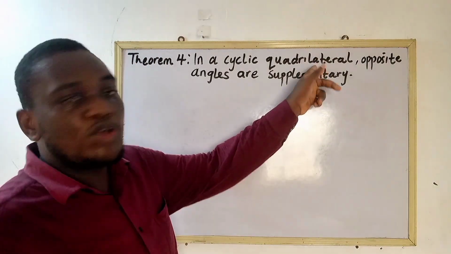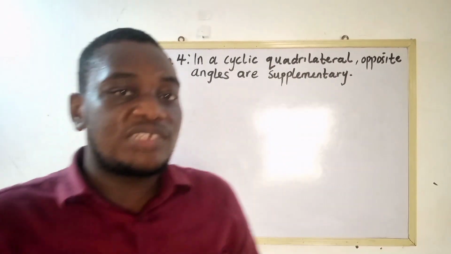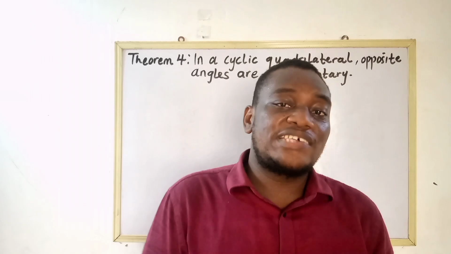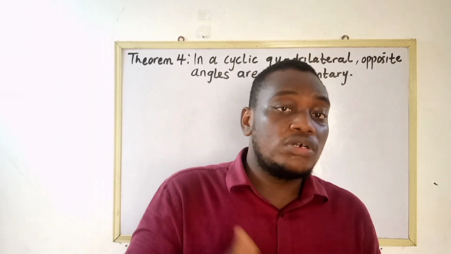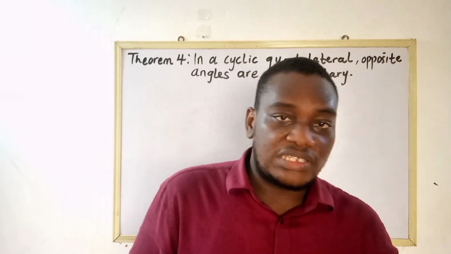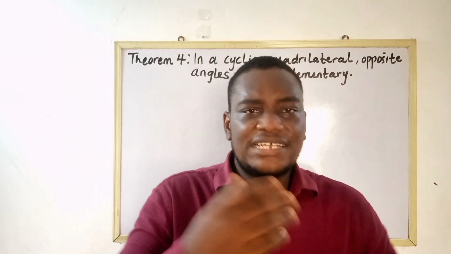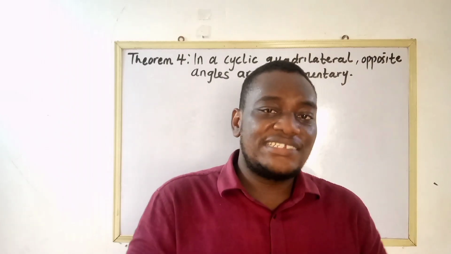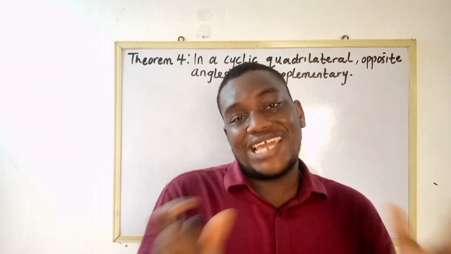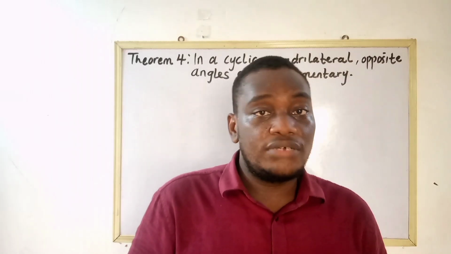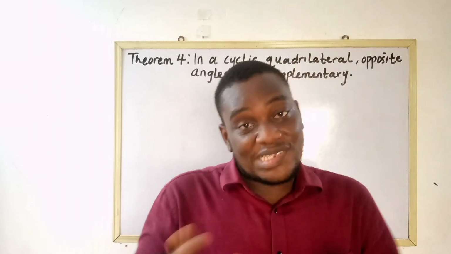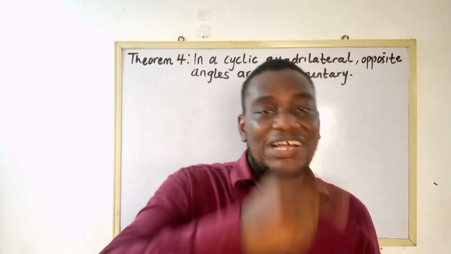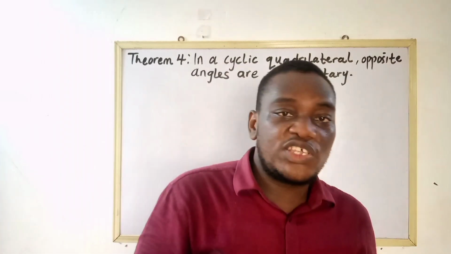Starting from quadrilateral, a quadrilateral in mathematics is just any four-sided plane shape. Examples of quadrilaterals are your kite, your rectangle, your square. Any kind of four-sided plane shape is what we term a quadrilateral. What makes a quadrilateral cyclic? A quadrilateral becomes cyclic when its vertices are on the circumference of a circle.